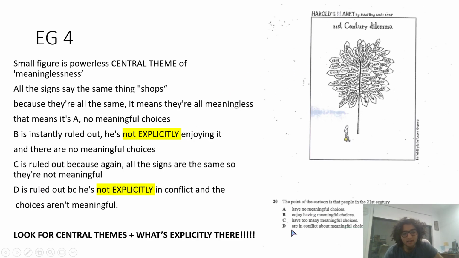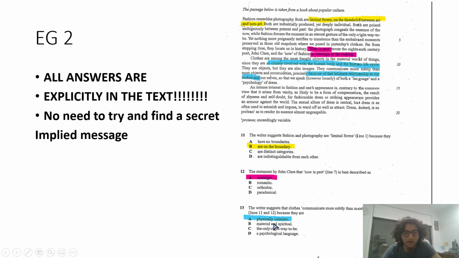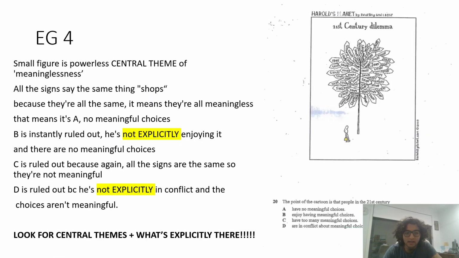D, now, is he in conflict? Oh, sorry. Is he in conflict about meaningful choices? Well, he's not explicitly in conflict. He doesn't have two things, one and the other. He's not conflicting them, so it's not D, right? So for this question, the answer is A. He has no meaningful choices.